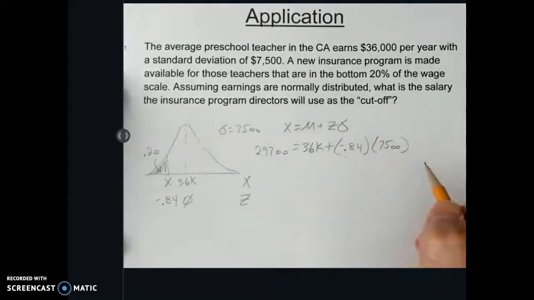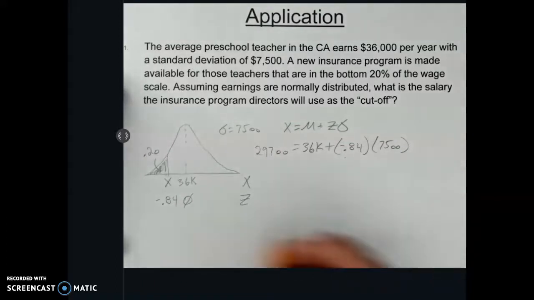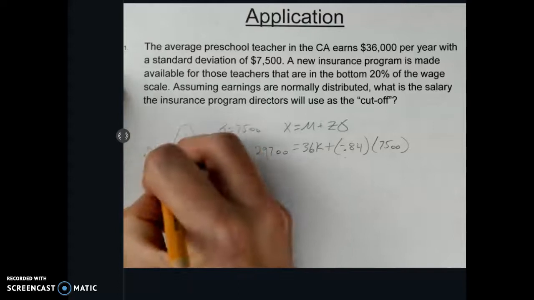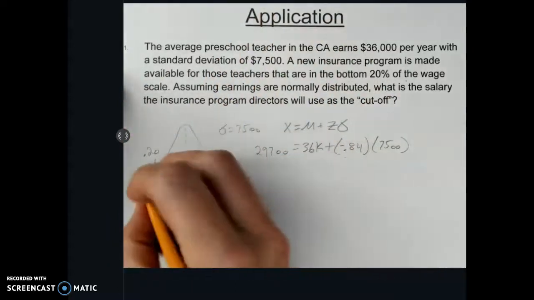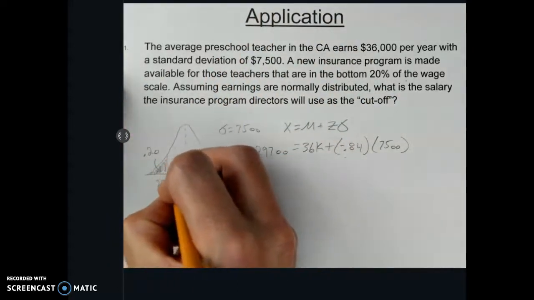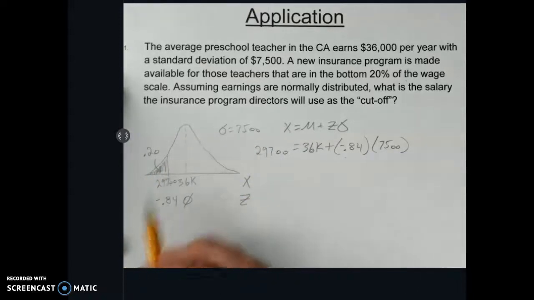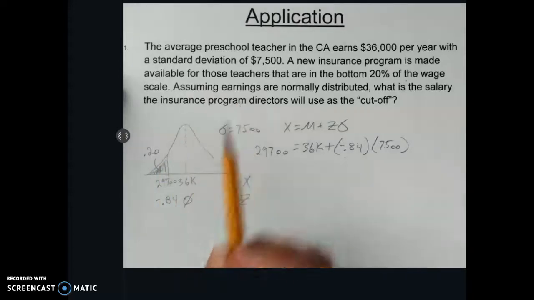If you plug these numbers in, you will get 29,700. Okay, and you can double check that with your own calculations, but that means we now have X. So we know that 29,700 corresponds to this, which means that preschool teachers in California would have to make less than $29,700 to qualify for the new insurance program.